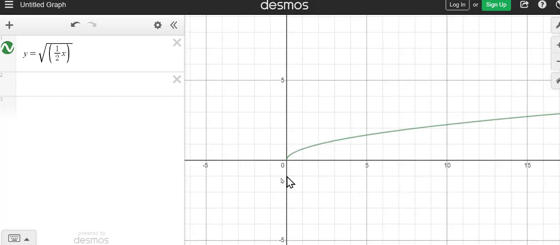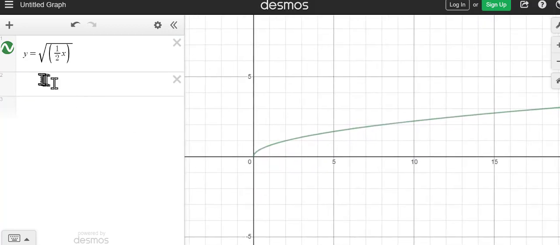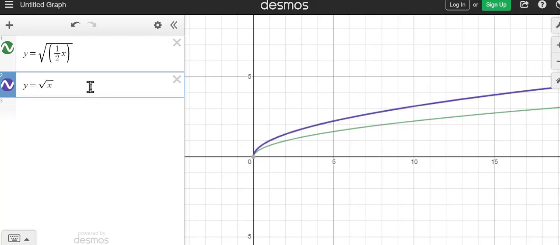Okay, let me move this around a little bit. Let me graph the traditional square root function. So that top one, that purplish one, is your normal square root function. It goes through 0, 0. We see a point at 1, 1 here, a point at 4, 2 right there, and a point at 9, 3 there, and so on.